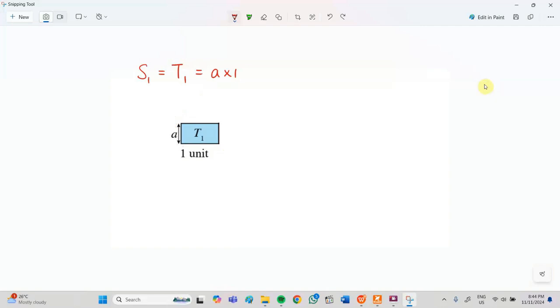So after S1, we are going to look at S2. The meaning of S2 is T1 plus T2. Remember, T1 is being represented by this block, and so for T2, we can use the second block to represent it. And since T1 is A itself, T2 now will be A, the first term, plus the common difference, which is A plus D.